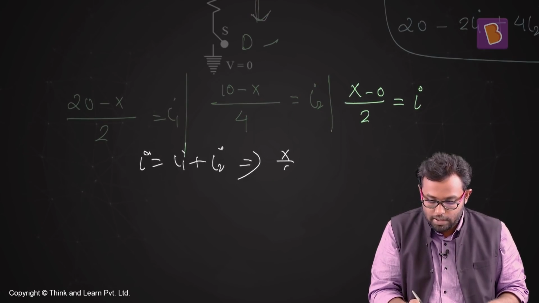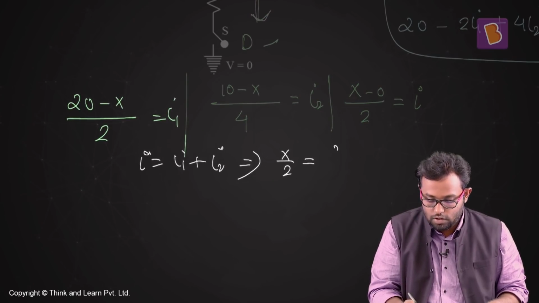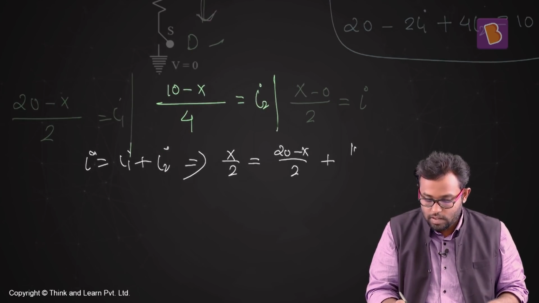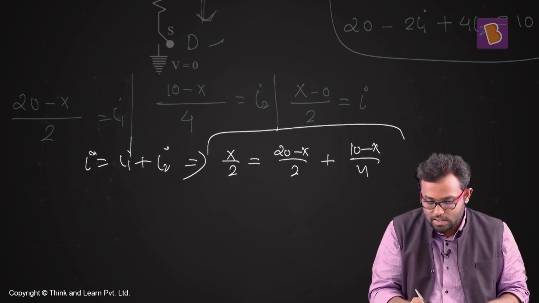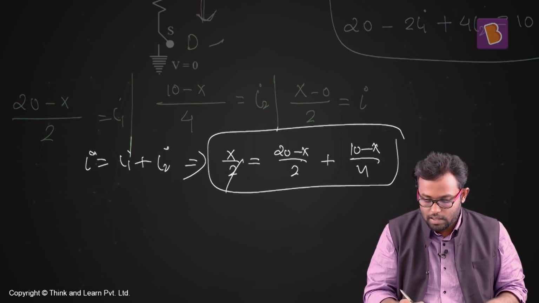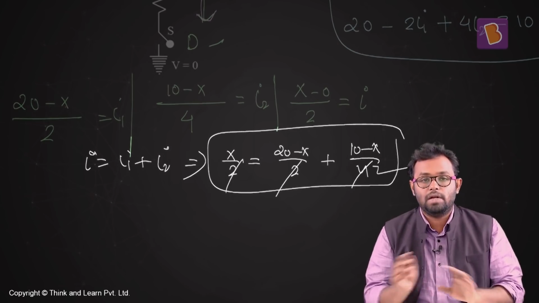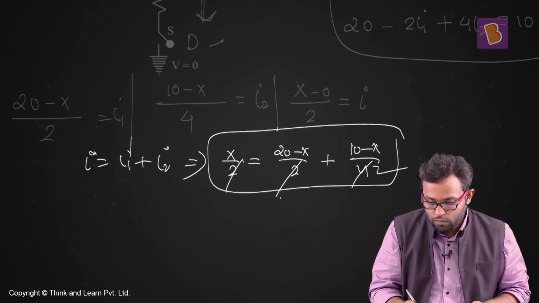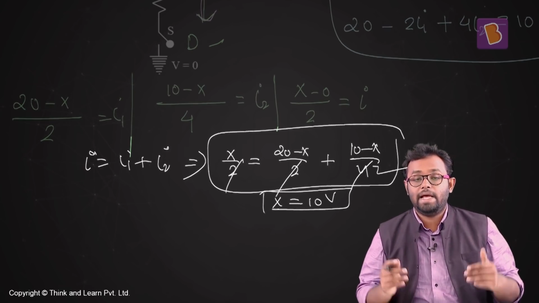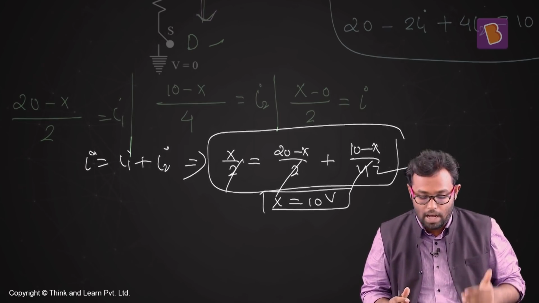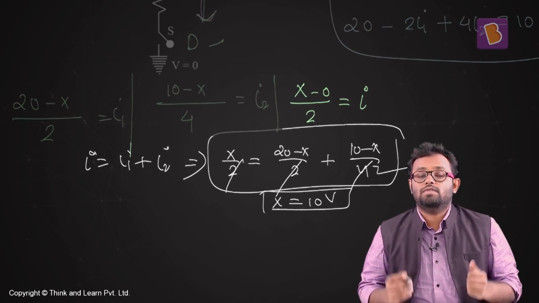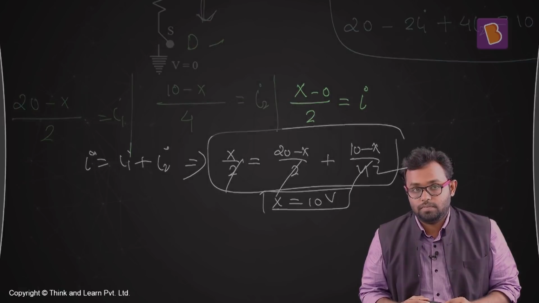Which when I do that, I get I is equal to X by 2. So X by 2 is equal to I1, which I just found is 20 minus X by 2, plus I2, which is 10 minus X by 4. So I get this one simple equation in one variable X, very simple to solve. You can just cut out these 2's, you get 2 here. A simple rearrangement will tell you the value of X is equal to 10 volts. But X is not what you wanted to find. You wanted to find I, which is X by 2, which is 10 by 2, which is 5 amperes.